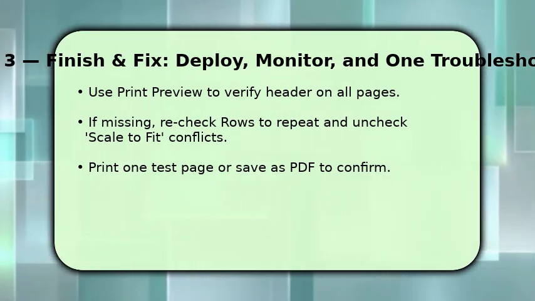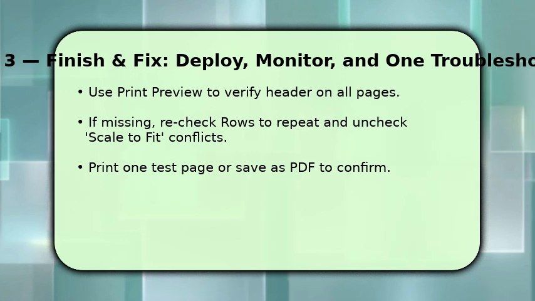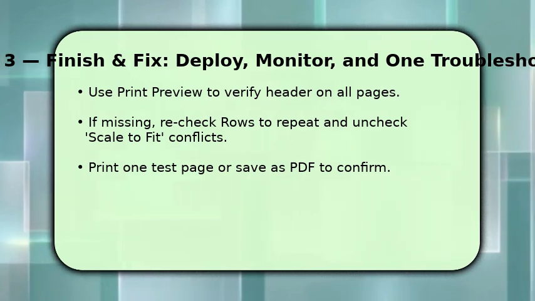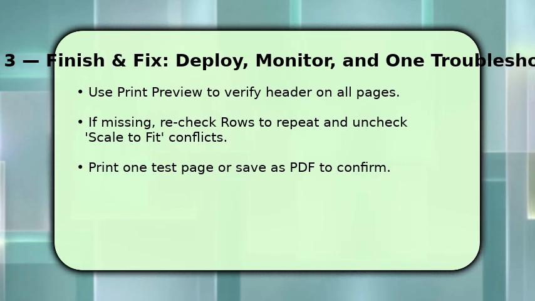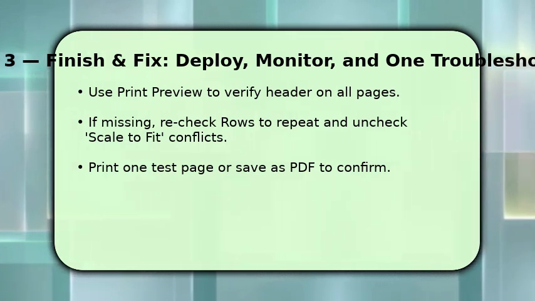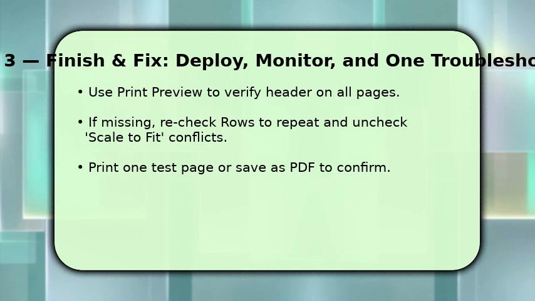Once consistent, print a test page or save as PDF to validate actual output. If problems persist, clear the print area and reselect rows to repeat. That usually resets conflicting print layout rules.